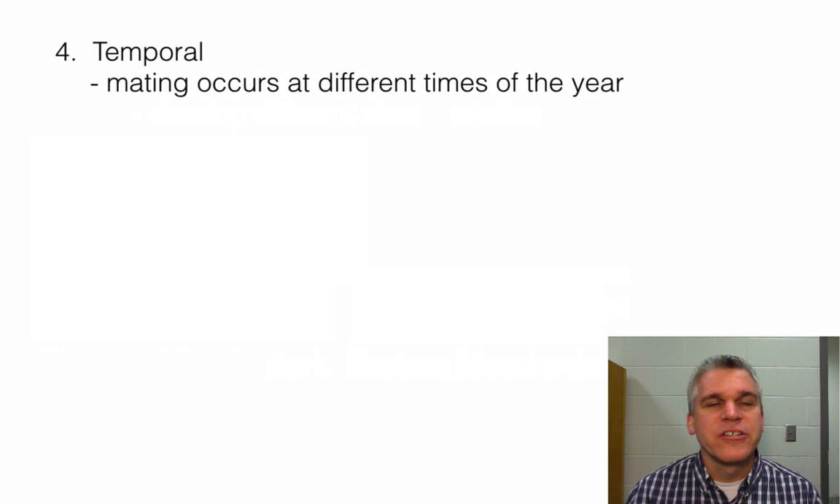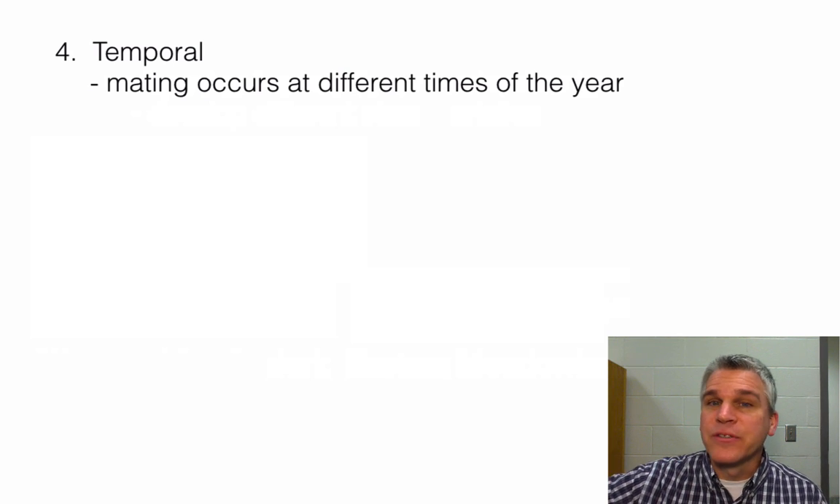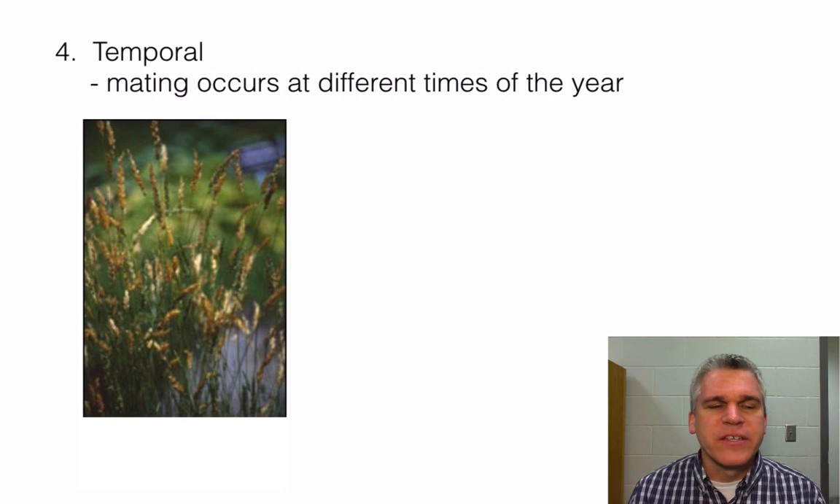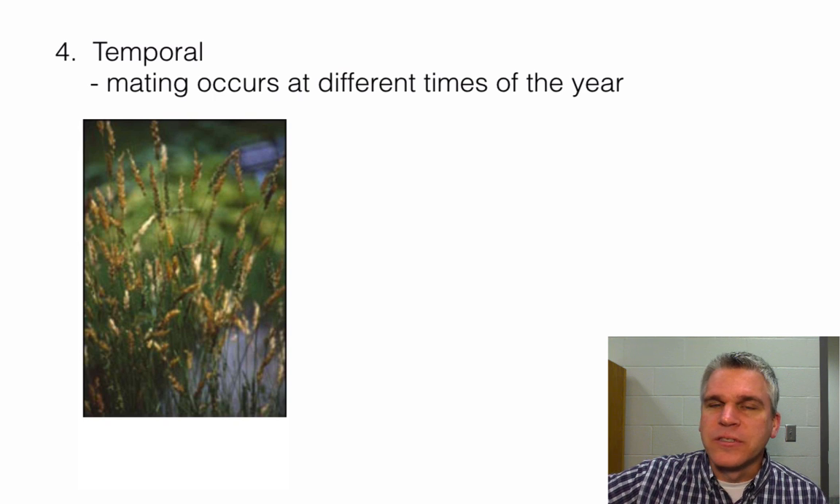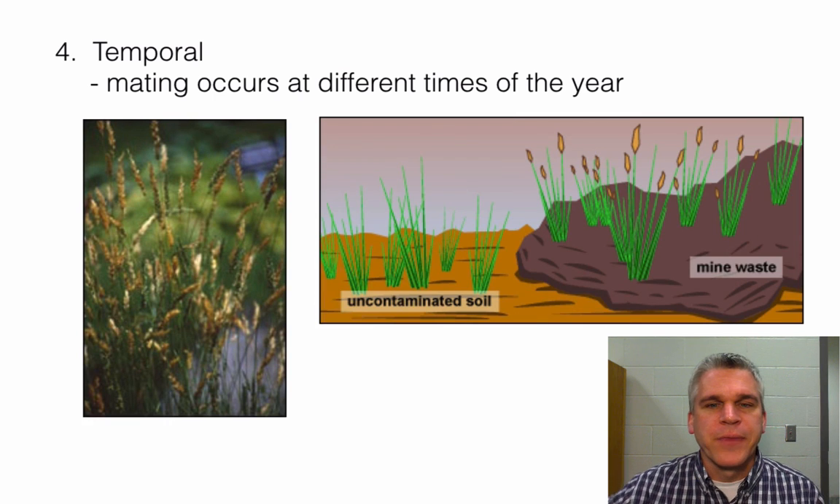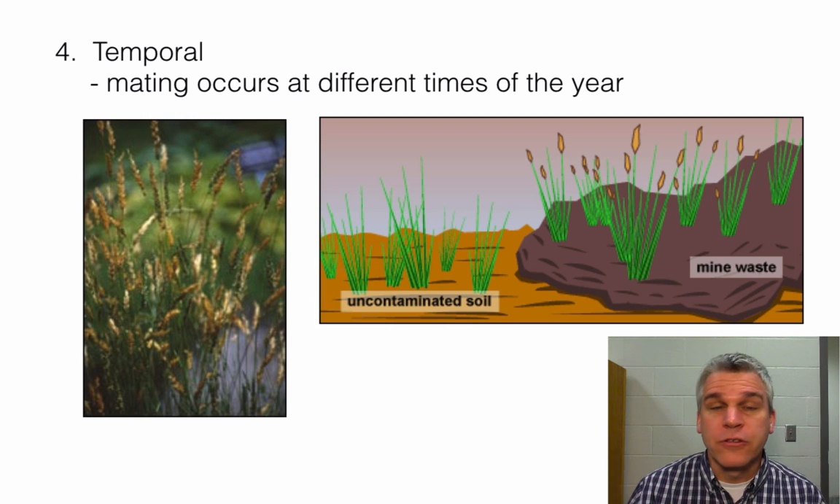Another type of isolation is temporal isolation. This is when mating occurs at different times of the year. An example of this is sweet vernal grass. Here's a picture of sweet vernal grass. This is found in the mountains of Kentucky and West Virginia. Because of mine waste from the coal mines that contaminated some of the soil, the grass could not grow in that contaminated soil.